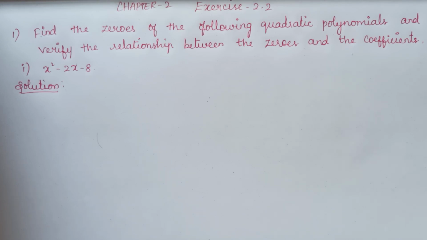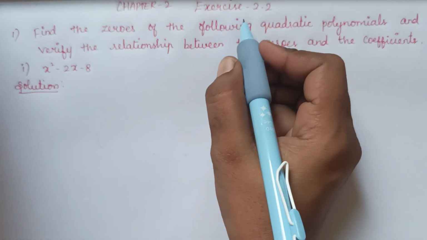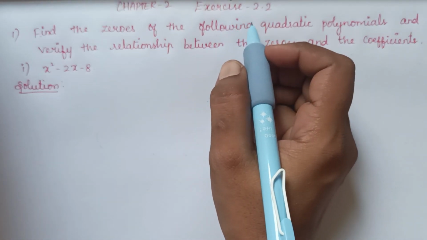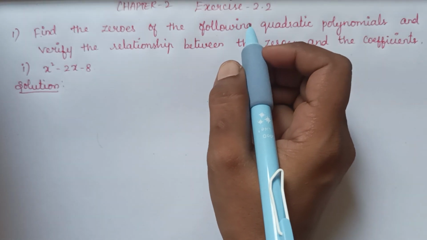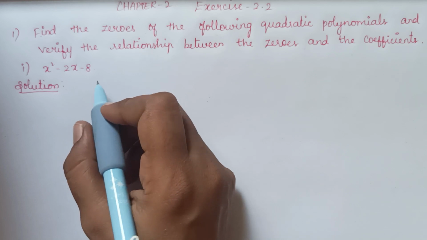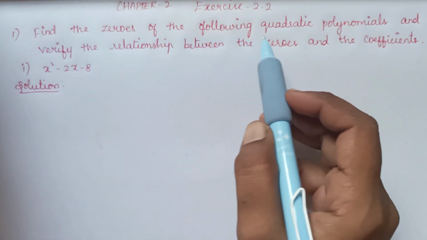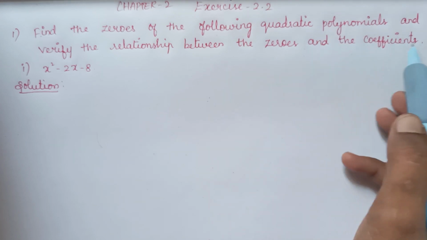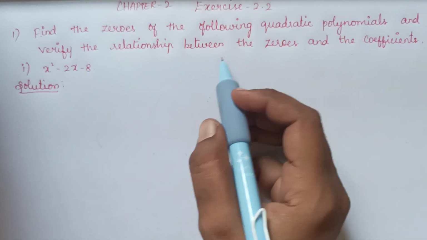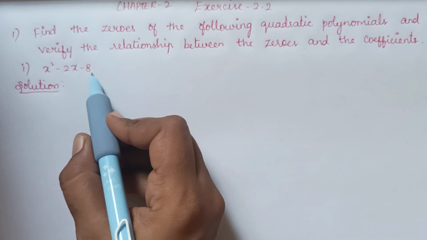Hi, today we are going to see class 10 NCERT chapter 2 exercise 2.2. Before getting into exercise 2.2, kindly watch a previous video on the introduction to polynomials, and then we'll get into the exercise. For the first sum: find the zeros of the following quadratic polynomials and verify the relationship between the zeros and the coefficients. Here the quadratic polynomial is given.